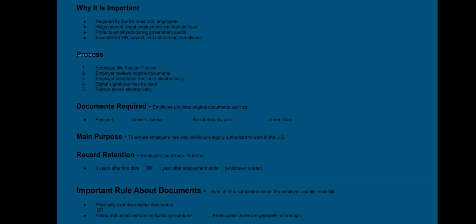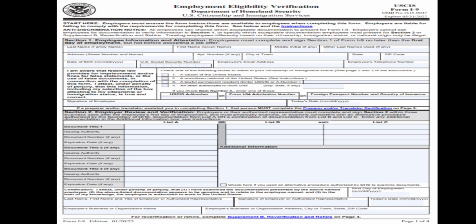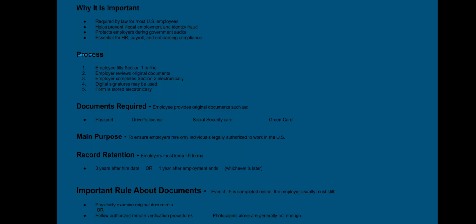Okay, so why is it important? This I-9 form is required by law for most US employees. It helps prevent illegal employment and identity fraud. It protects employers during government audits and is essential for HR, payroll and onboarding compliance. The process for I-9 is that the employee fills section 1. Again, I'll show you this I-9 form, and there you can see section 1, employee information and attestation, and section 2, employer review and verification, and those sections will be discussed here.